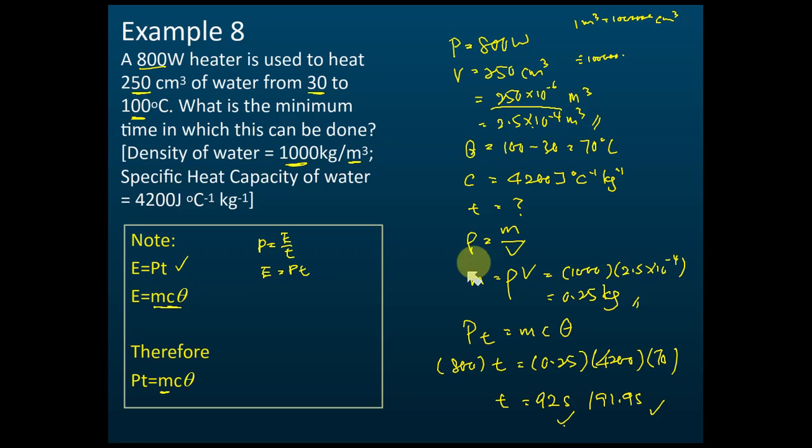Here you need to know how to find mass from density. Density equals mass over volume, so mass equals density times volume. And you need to know how to convert cm cubed to meter cubed, because the density is given in meter cubed. After you know all this, you get all the information that you want, then you can find your answer by using this formula, PT equals mc theta.